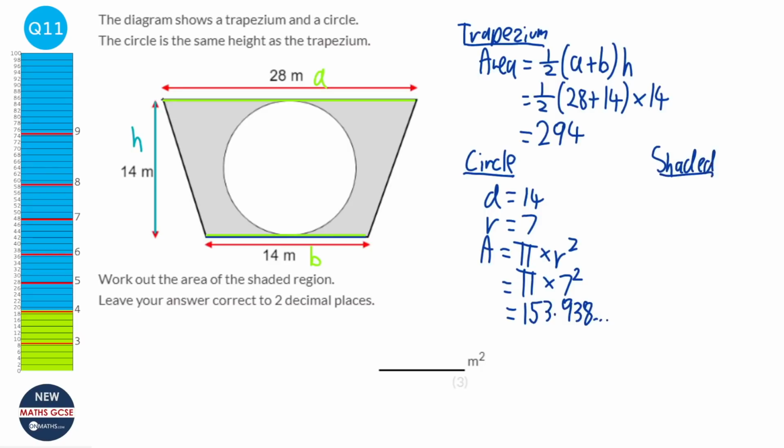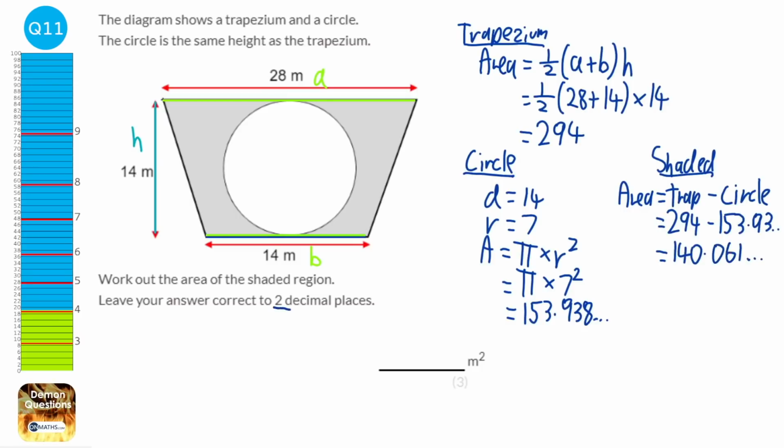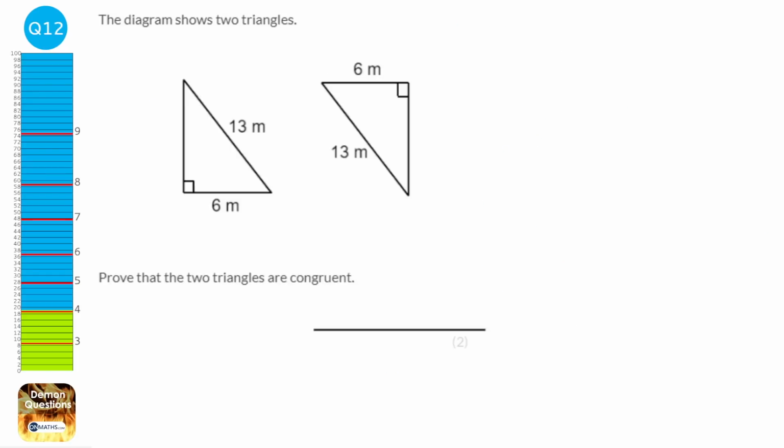It says we want to work out the area of the shaded region. So the area will be the total area, which will be the trapezium, take away the area that we don't want, which is this bit here, which will be the circle. So the trapezium's 294, the circle's 153.93 and so on, and when you do that you get 140.061 and so on. It says it wants it to 2 decimal places, so it would be 140.06.